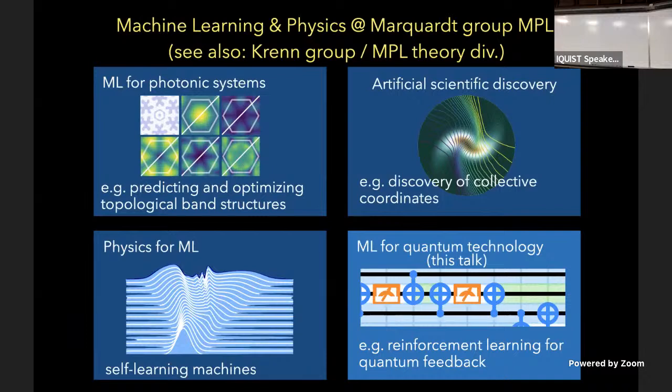We are also turning things around sometimes. So we are sometimes asking, how can physics help towards better machine learning? For example, how can we build efficient devices that act as an information processing device that can be trainable, and how to do so in a way that is very energy efficient and very rapid and so on. But in this particular talk, I want to focus on how to apply machine learning towards quantum technologies.